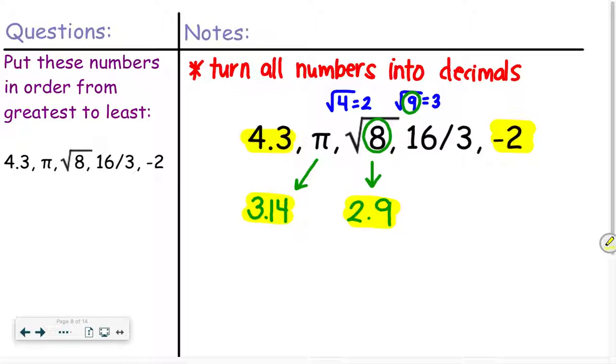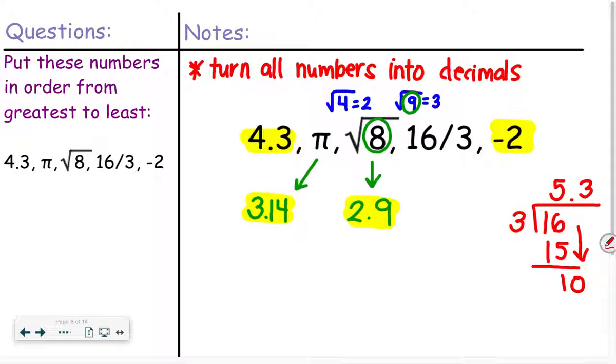And then last but not least, I have 16 over 3. So what I'm going to do for 16 over 3 is I'm going to do long division. So I'm going to take the 16, put it inside my fraction bar, and put the 3 on the outside. How many times can 3 go into 16? 5 times. 16 minus 15 is 1. Bring down the 0. How many times can 3 go into 10?